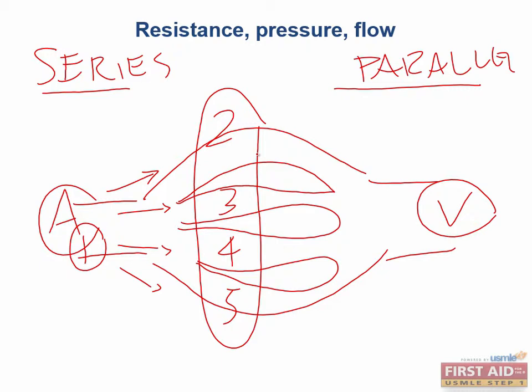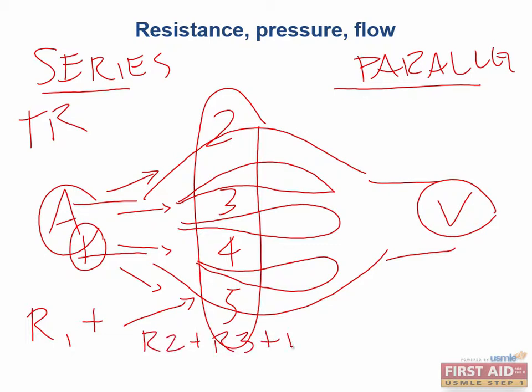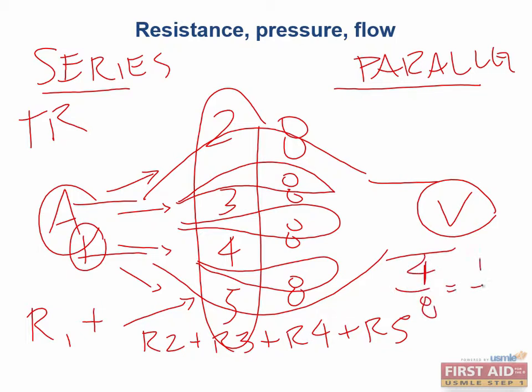So if we want to determine the total resistance, which is TR, we have to add the resistance of the arteriole, which is going to be R1, plus the total resistance of this parallel circuit. Now this is going to be R2 plus R3 plus R4 plus R5. So let's say the ones in parallel each have a resistance of 8. And we add these up, we get 1/8 plus 1/8 plus 1/8 plus 1/8 equals 4/8, or 1/2. Now we have to add this to the resistance of the original arteriole that supplies this whole capillary bed.